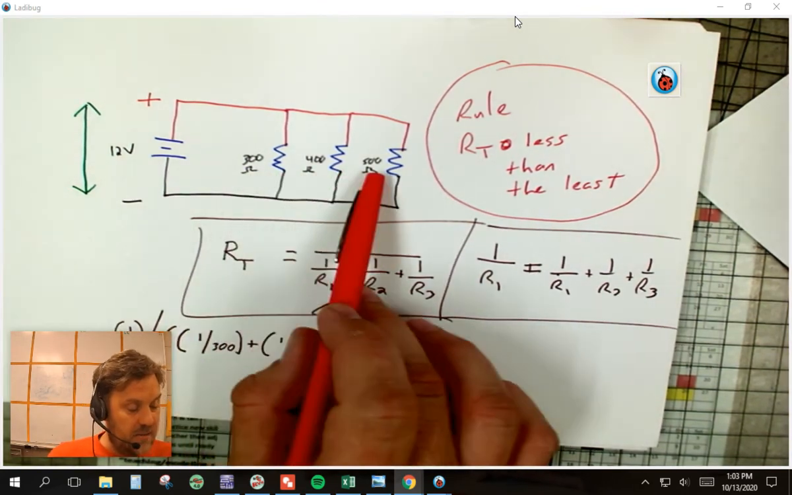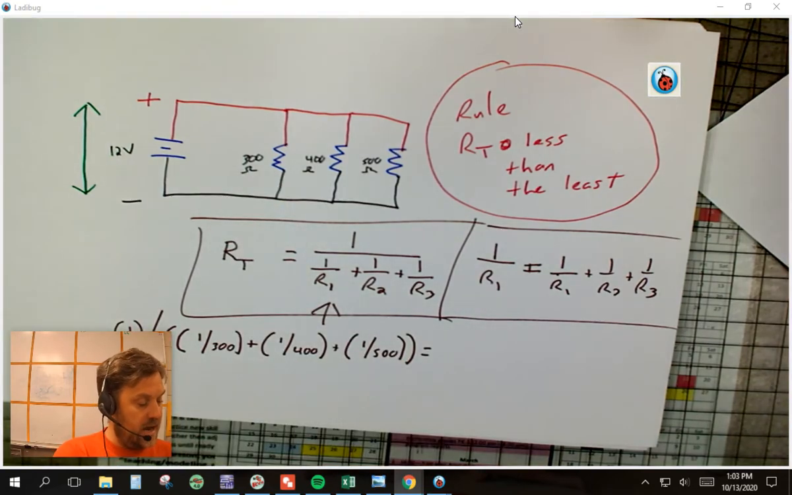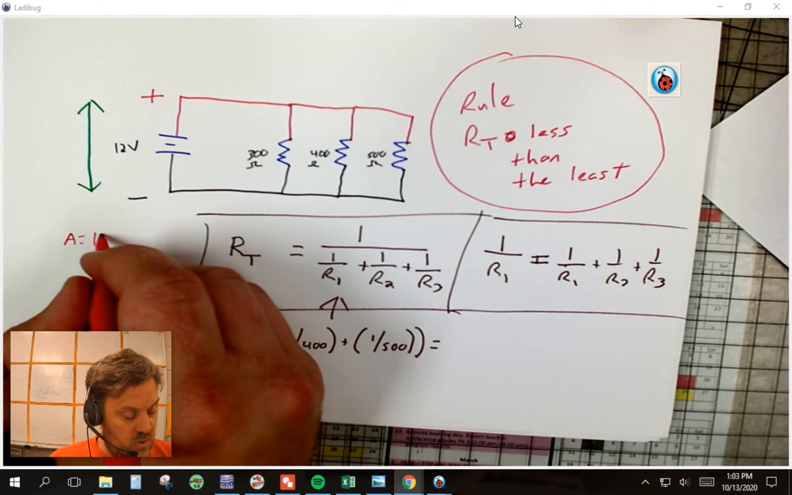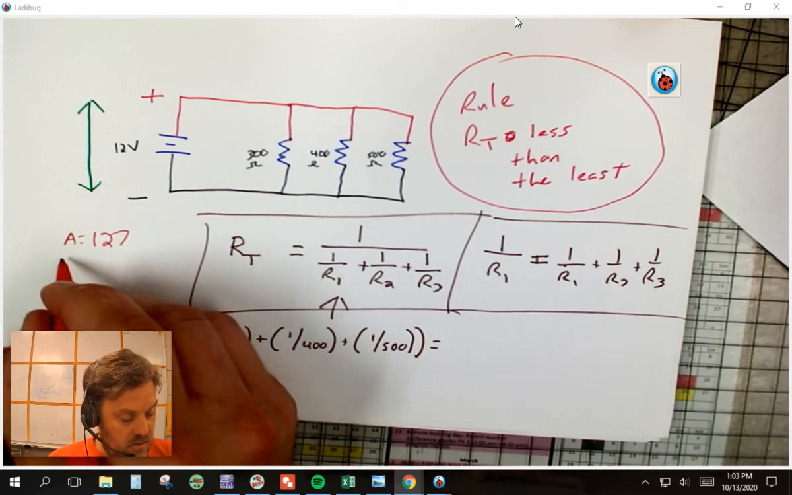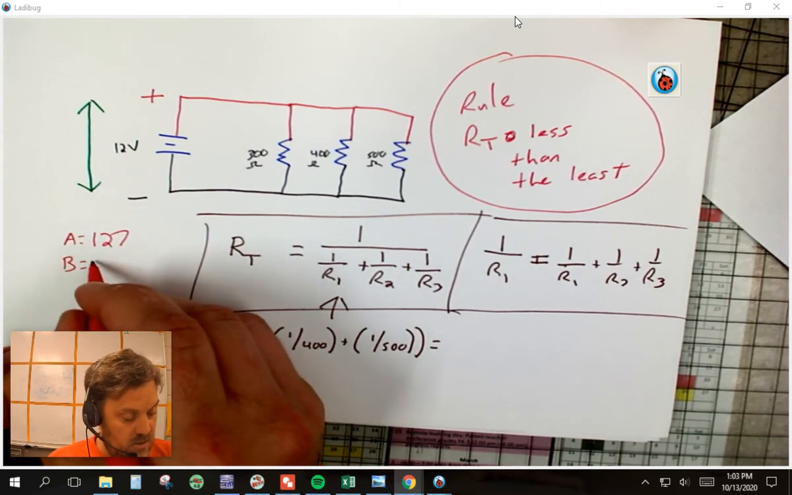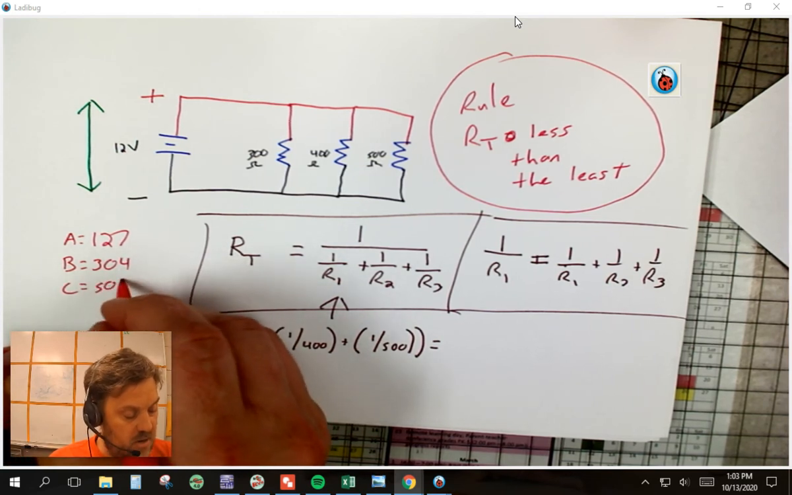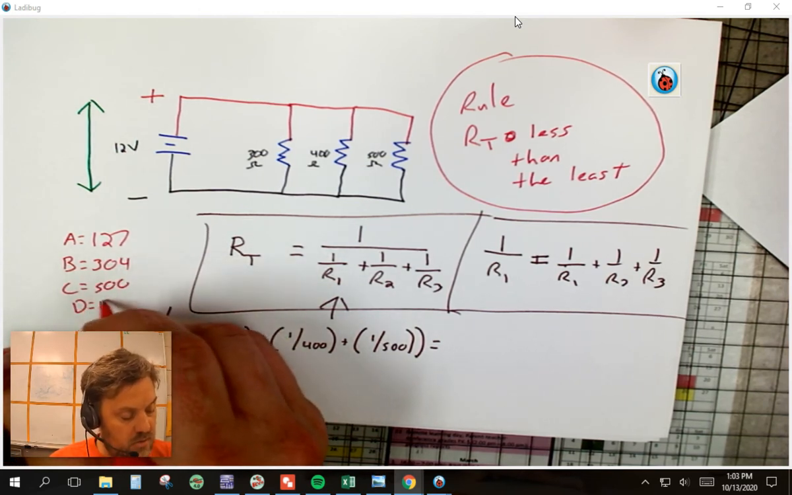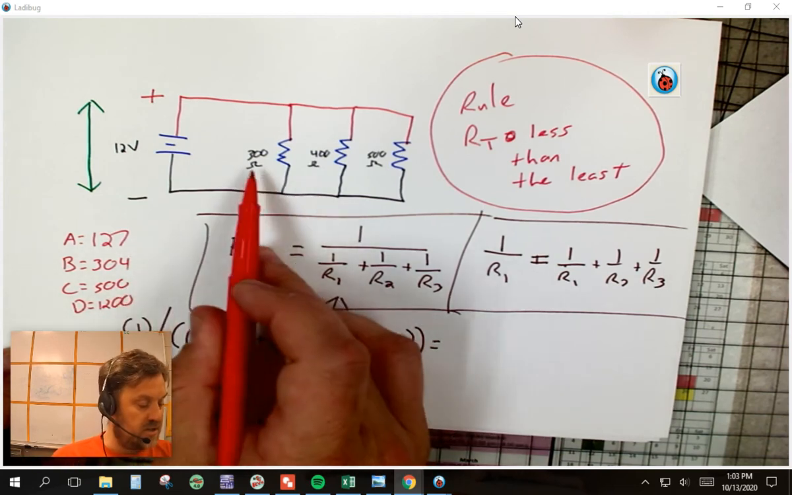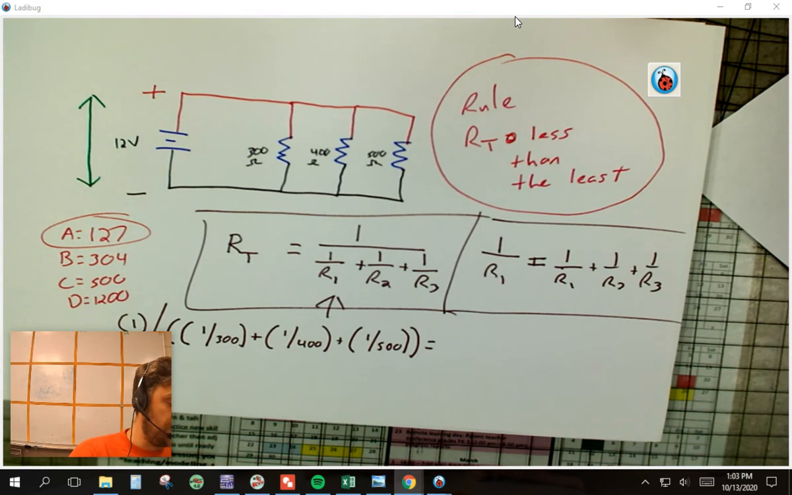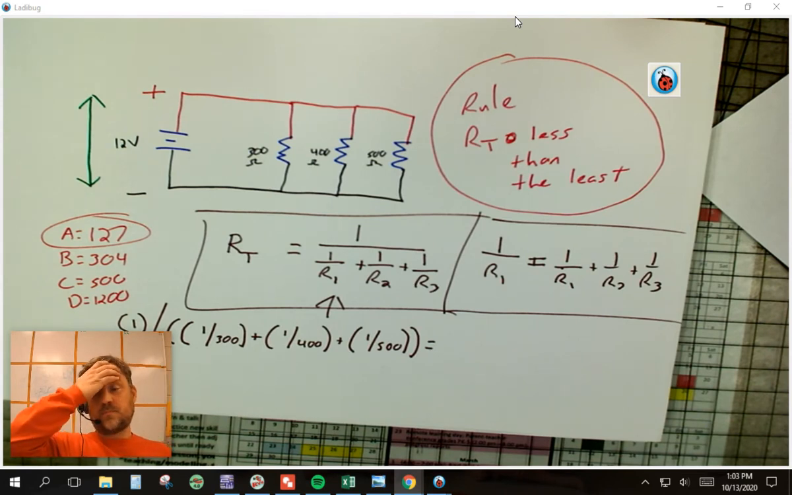So if I'm just looking at a multiple choice test and my answers are A is 127, B is 304, C is 500, and D is 1200, there's only one of those answers that's less than 300. It's got to be that one. Okay. It's got to be that one. So that's my rule on that.